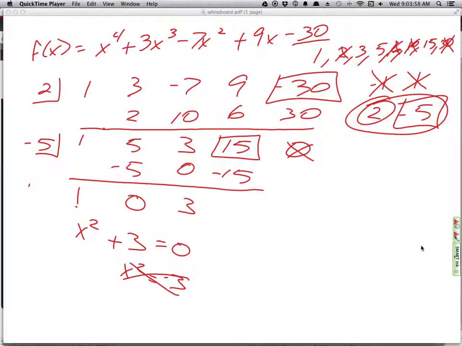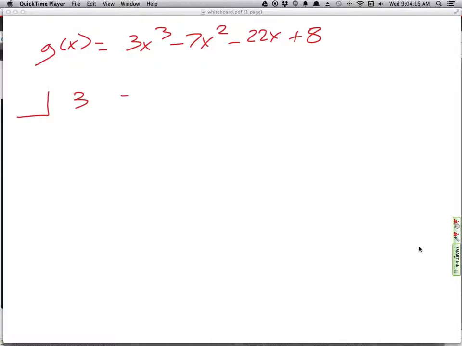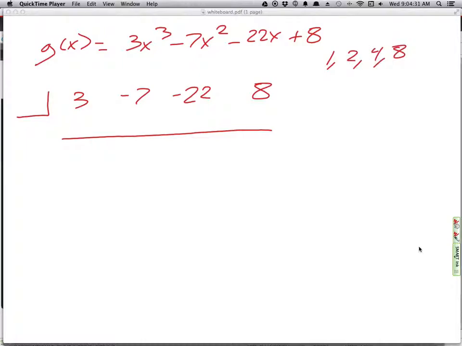All right, let's try another one. All right, so I'm looking at finding the zeros of this function. All right, so I look at 8. What are the possible factors of 8? 1, 2, 4, and 8. But there's something different about this polynomial function than the first one I was dealing with. What's different about it? There's only 3 of them. There's only 3 possible ones.